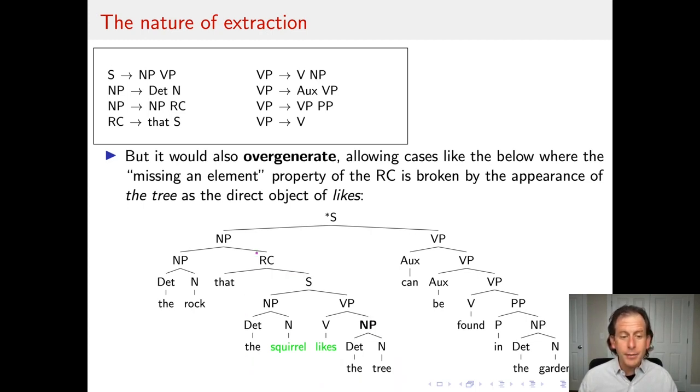And the reason is that the broader context in which that S category occurs says that I need to have something that would ordinarily be there missing. And the thing that is the problem here is that the tree is where the thing that should be missing would have been. And that creates a problem. And so thus we have designated this sentence as ungrammatical.